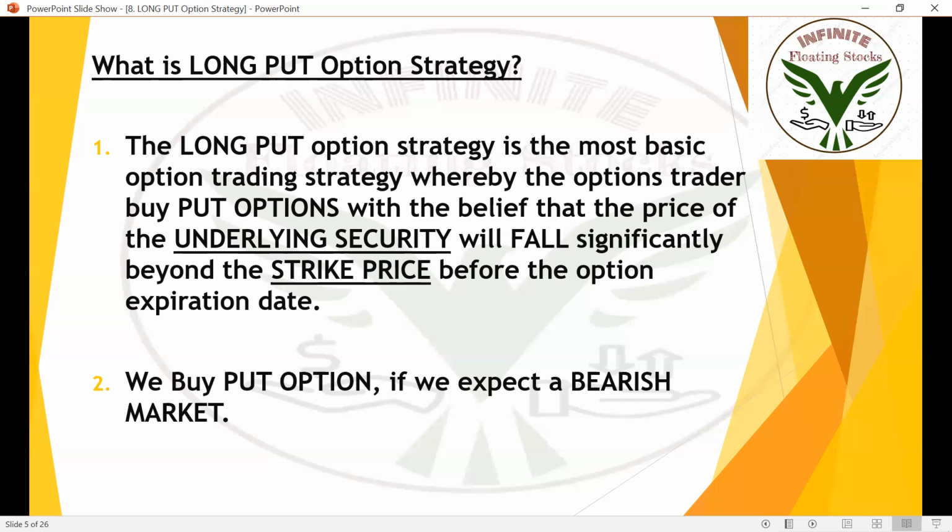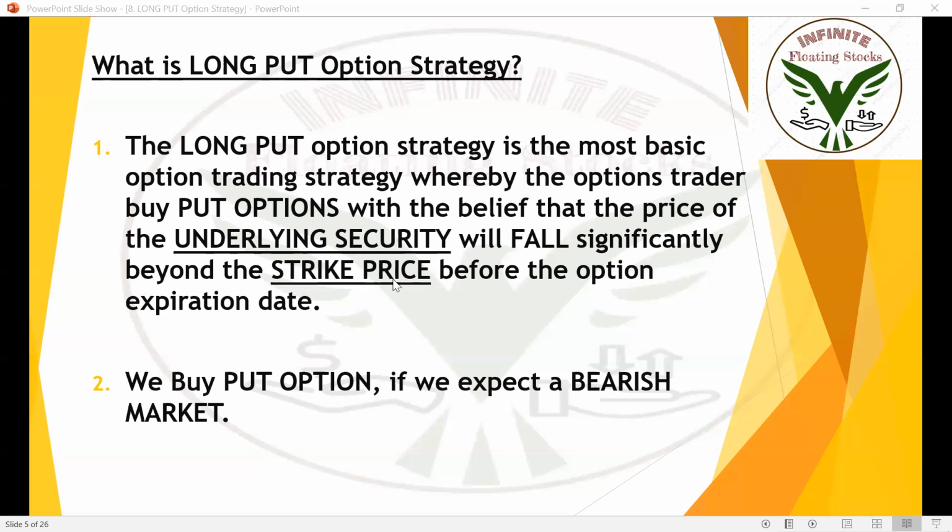With the belief that the underlying security will fall significantly beyond the strike price, you need to choose a strike price expecting that the market will definitely stay below that strike price. You need to select that type of strike price when dealing with the long put option strategy.